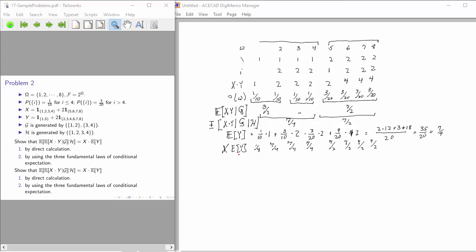Now let's try using these fundamental laws. We can say that G is generated by a subpartition of H. That is, every set in the partition H is just a union of sets in the partition G. And that's the situation where the Tower law applies.